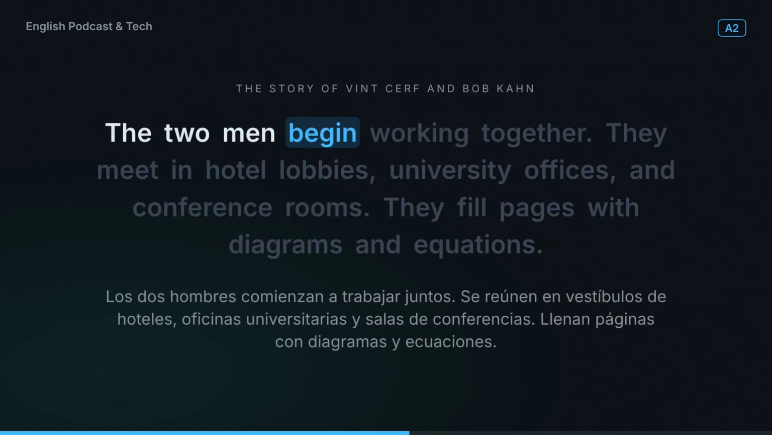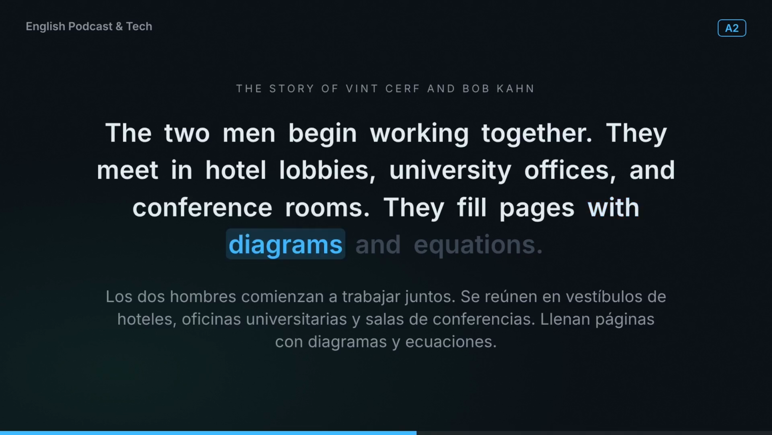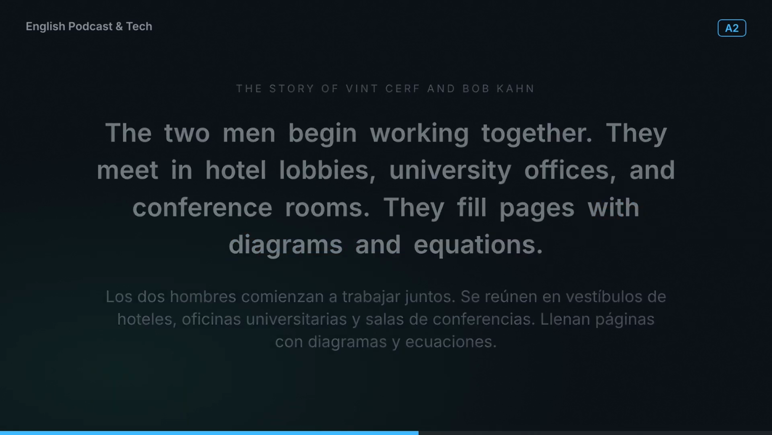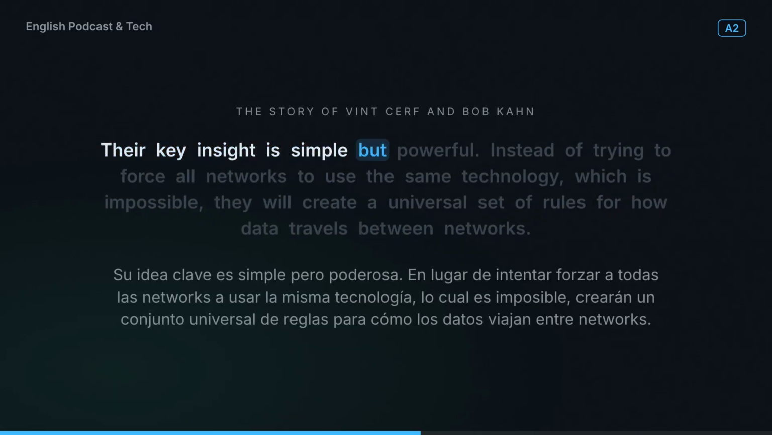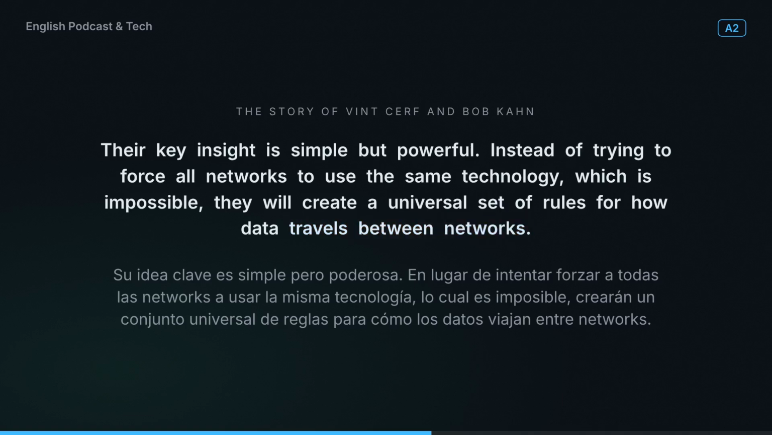The 2 men begin working together. They meet in hotel lobbies, university offices, and conference rooms. They fill pages with diagrams and equations. Their key insight is simple but powerful. Instead of trying to force all networks to use the same technology, which is impossible, they will create a universal set of rules for how data travels between networks.